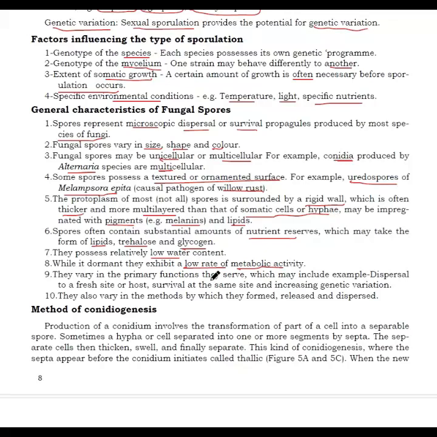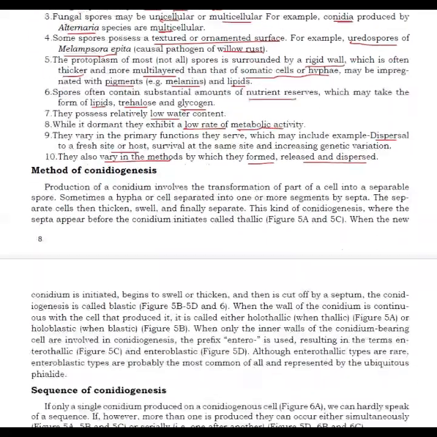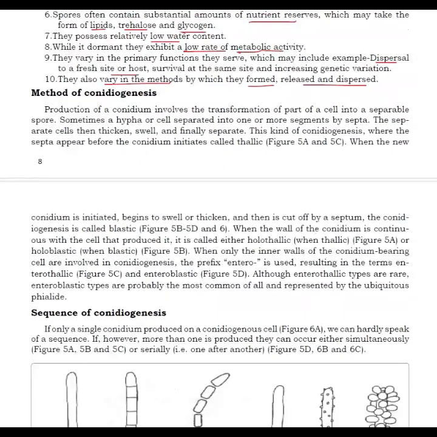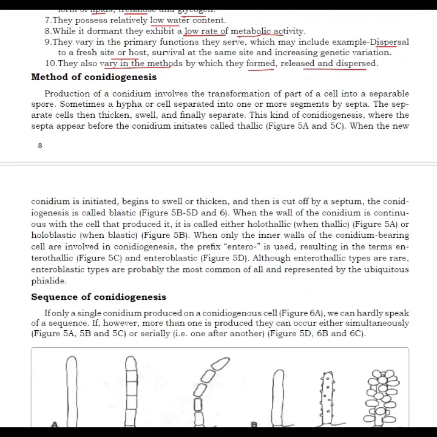They vary in primary function, which may include dispersal to a fresh site or host, survival at the same site, and increasing genetic variation. They also vary in the methods by which they are formed, released, and dispersed. So these are the general ideas about fungal spores. Next we will start with individual spores: how they are formed, what the procedure is, in which organism they are formed, and what the method and sequence are.